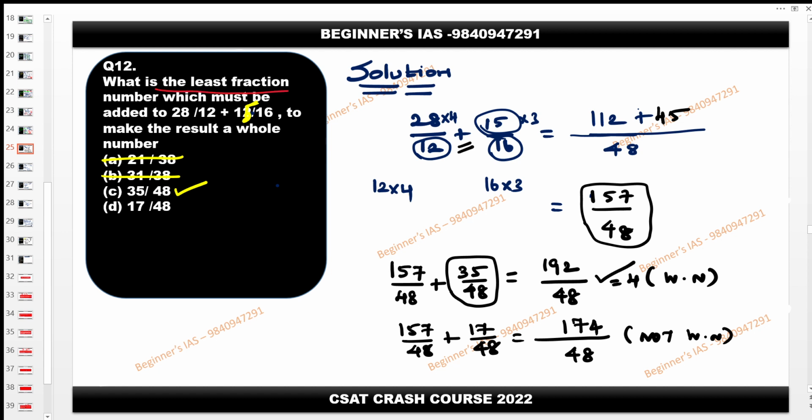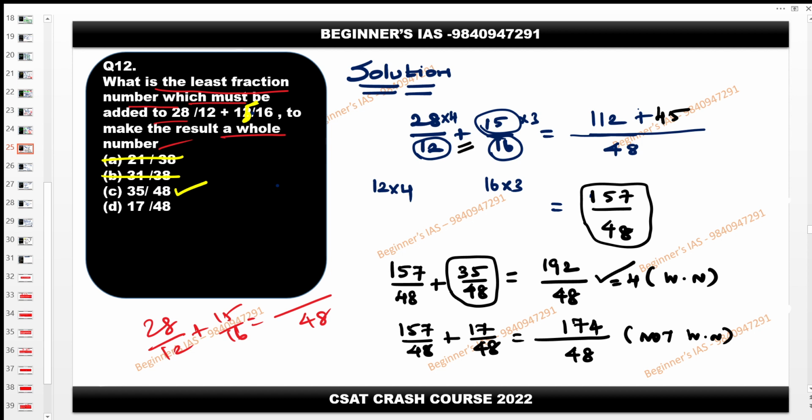What is the least fraction number which must be added to 28 by 11 plus 15 by 16 to make the result a whole number? Make the result a whole number. First of all, 28 by 12 plus 15 by 16. You need to take the LCM here. The LCM is 48. With this itself, you can eliminate 50% of the options, A and B.